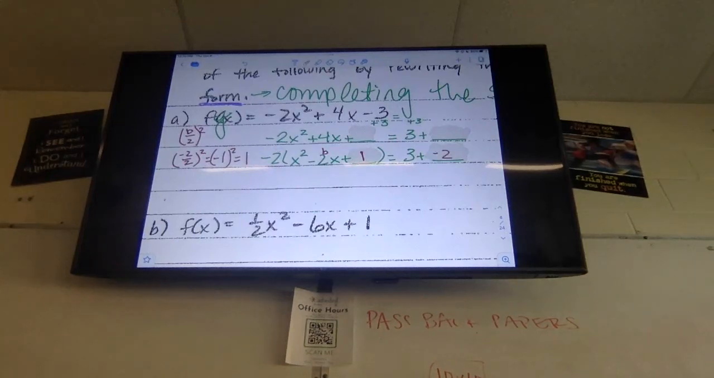Okay, now I'm going to start simplifying. So I've got -2, and I've got x plus or minus a number squared equals 1. What number goes in this blank? Not -2. -1. Why -1? Opposite sign of what?